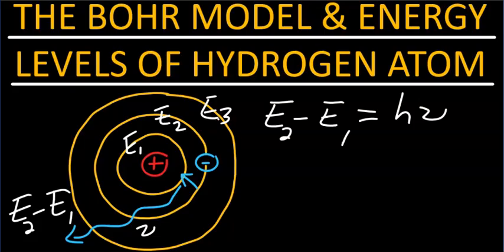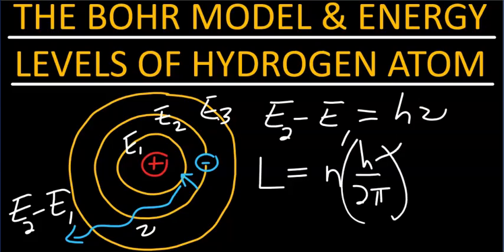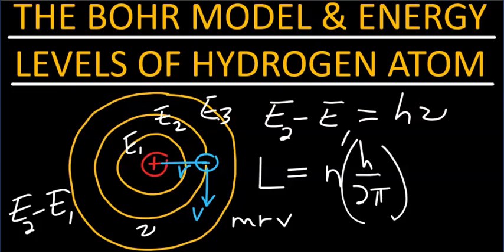Another important postulate is that the angular momentum is quantized. Namely, the angular momentum of the electron must be an integral multiple of a constant h over 2 pi. So this is the same h that appears over there. So coming back to this model, if the speed of the electron there is, let's say, v, the radius of that orbit is r, then the angular momentum of the electron is the mass of the electron times that radius times that speed. And that equals n times h over 2 pi.